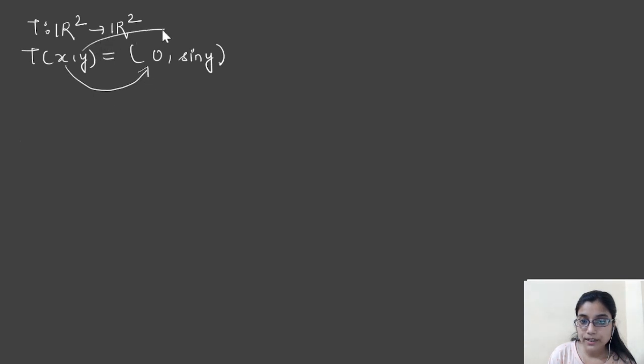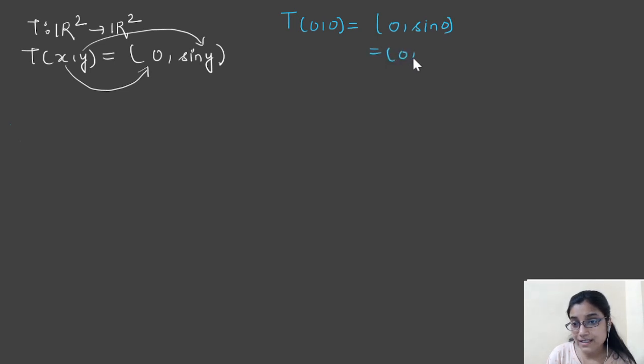T is from R2 to R2, and I am giving T of (x, y) equal to, suppose, (0, sin y). It means the first component is mapped to 0 and the second component is mapped to the sine of its angle. So we have to check whether this is an LT or not. See one thing. Here if we evaluate T of (0, 0), this is going to be (0, sin 0), which is obviously (0, 0).